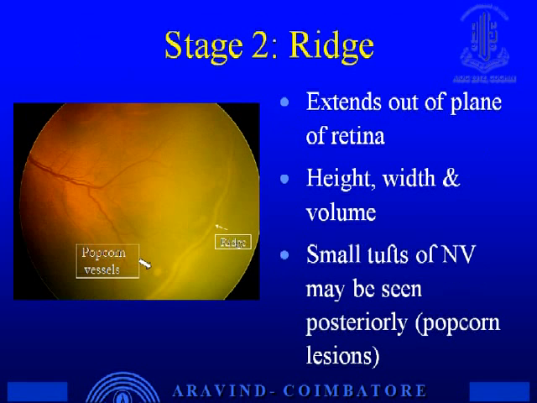Stage 2 is a ridge, where the demarcation line assumes a 3-dimensional thing. It assumes height, width and volume. It extends out of the plane of the retina. And also one can note small tufts of new vessels which may be seen posterior to it, known as popcorn lesions.